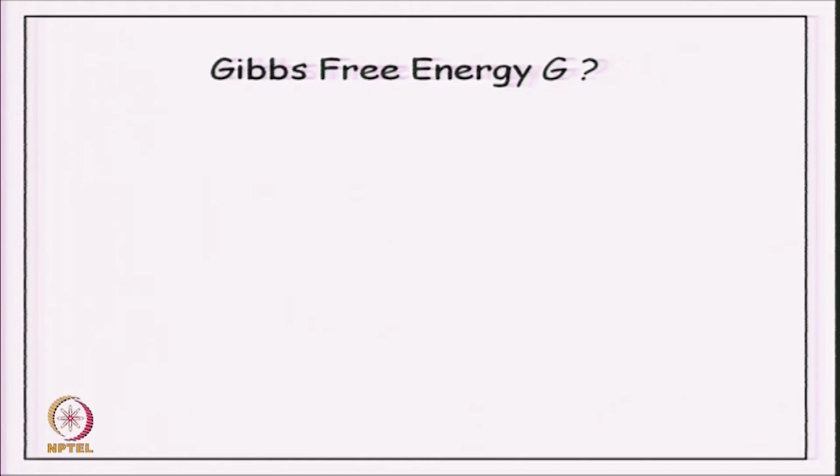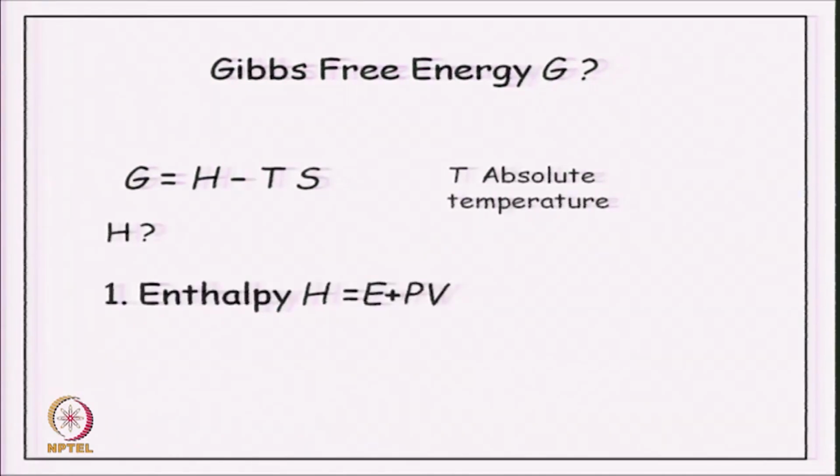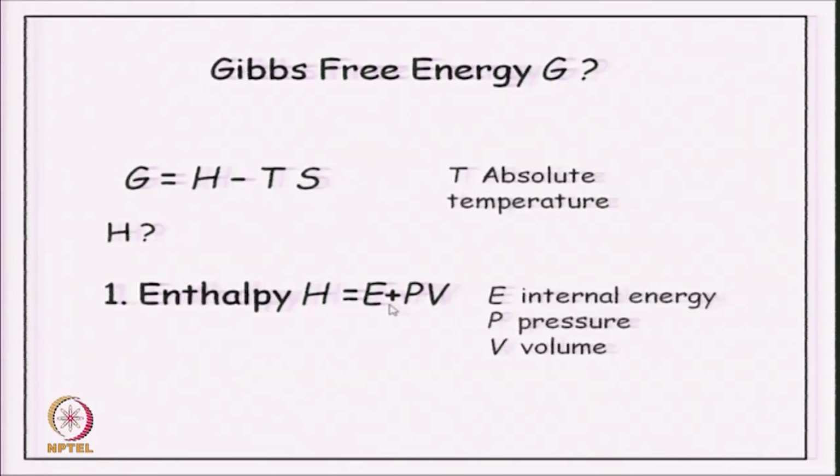Since we want a crystal in equilibrium, we should try to minimize the Gibbs free energy. So, what is Gibbs free energy? By definition, Gibbs free energy is G = H - TS, where T is the absolute temperature and H is the enthalpy, and enthalpy H itself is defined as E + PV, where E is the internal energy, P is pressure and V is volume. Then S in the free energy expression, as you know, is entropy.